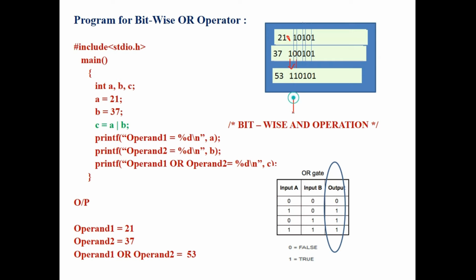So the number you get is 110101. This is the binary representation of the number 53. So instead of this binary value, you will get 53 as the result after performing this operation, and 53 will be stored in C. So you will get the result as 53.